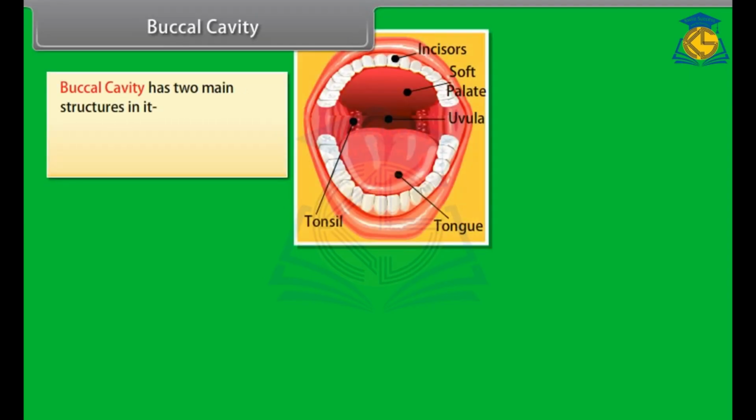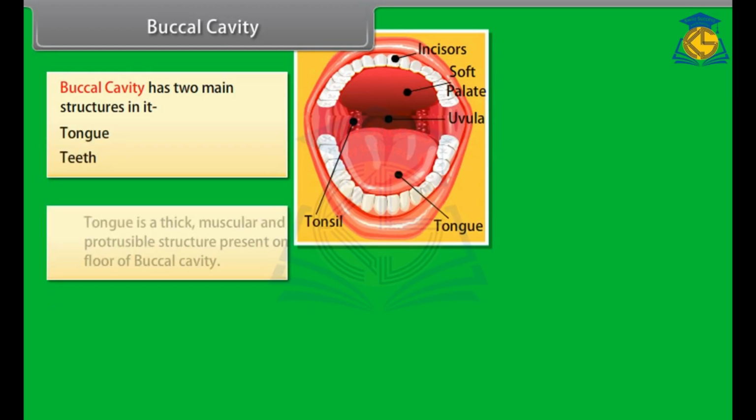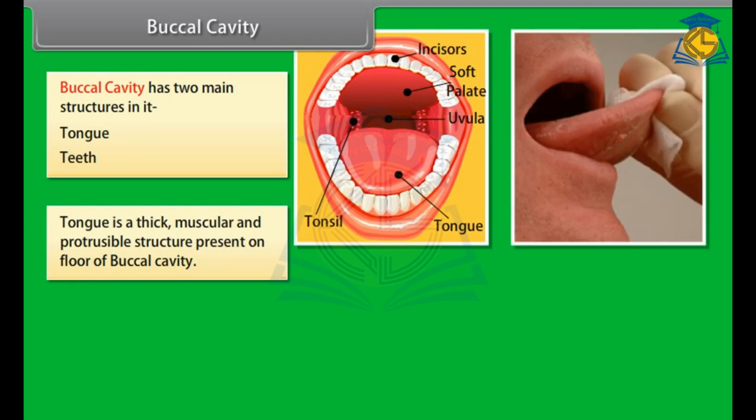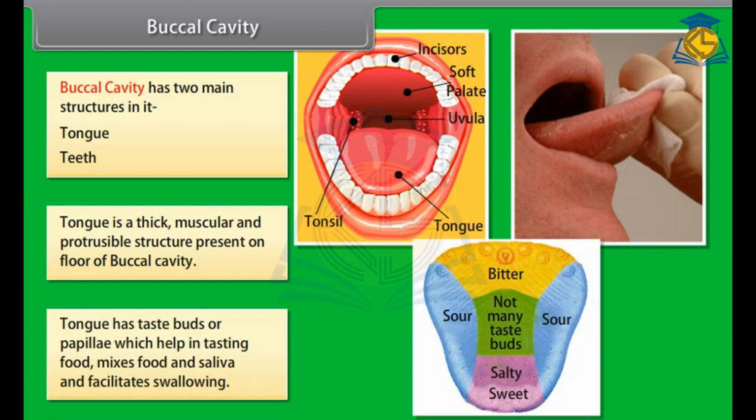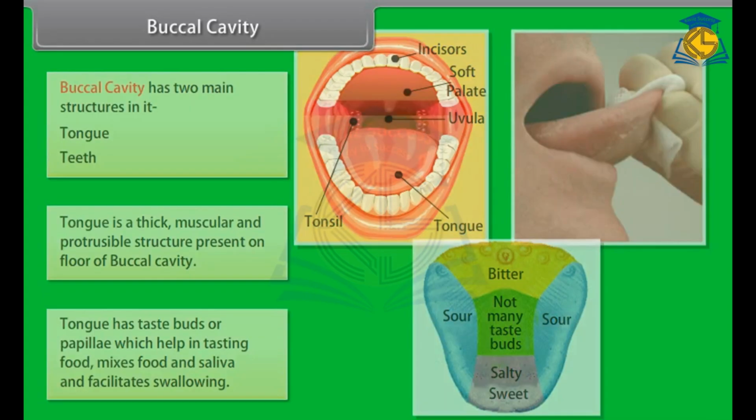Buccal cavity. Buccal cavity has two main structures in it: tongue, teeth. Tongue is a thick, muscular and protrusible structure present on floor of buccal cavity. Tongue has taste buds or papillae which help in tasting food, mixes food and saliva and facilitates swallowing.